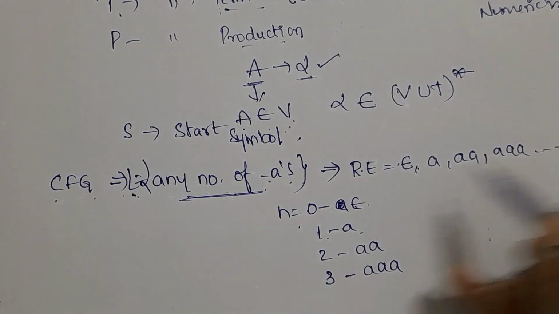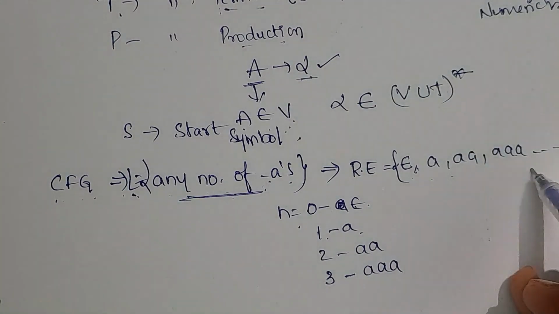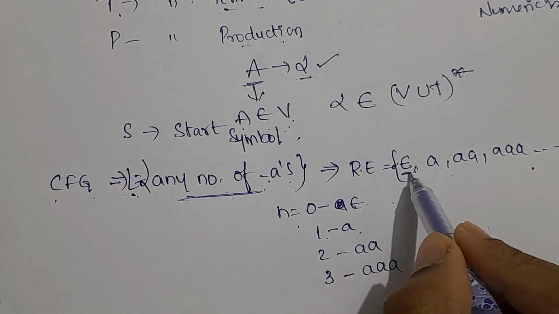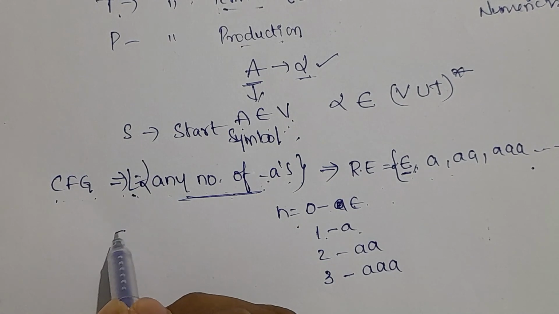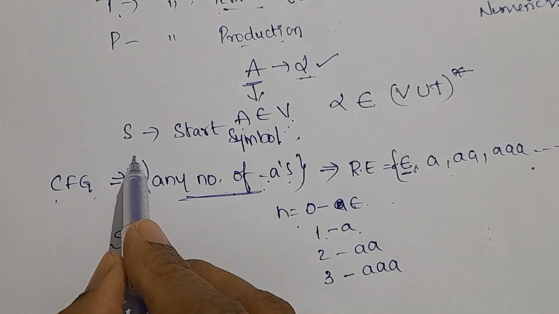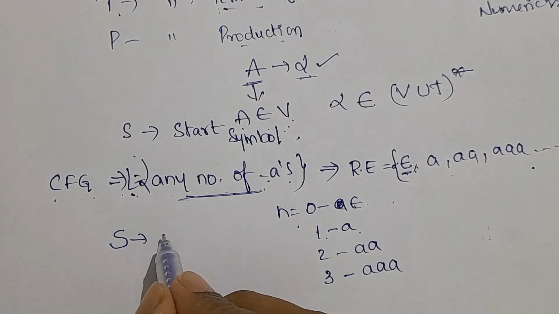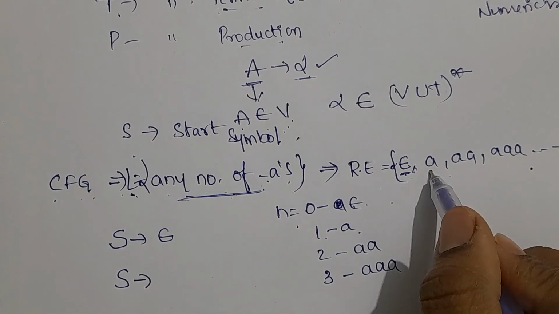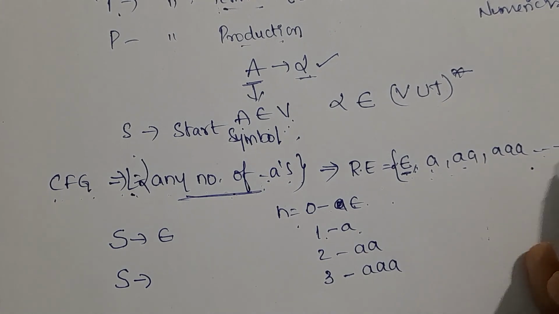Likewise, the regular expression can be constructed in this form. That means there is a possibility of epsilon. From the start symbol S, I may have epsilon as one production, or else I may have A, AA, and so on. Any number of A's are possible.